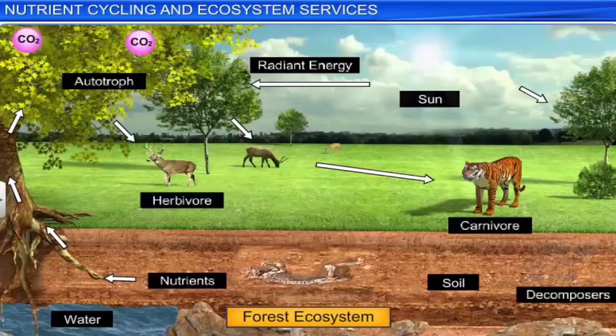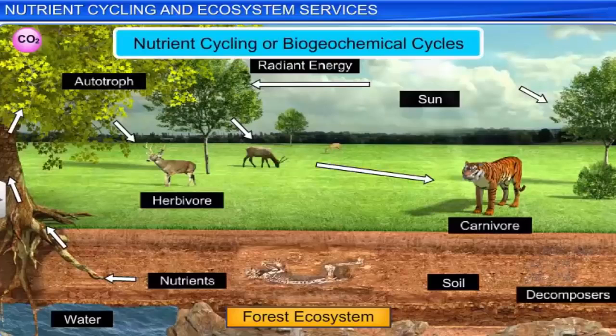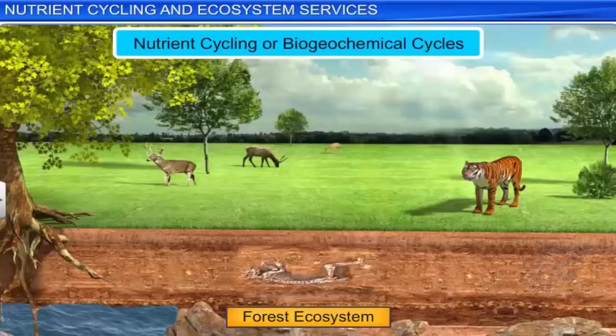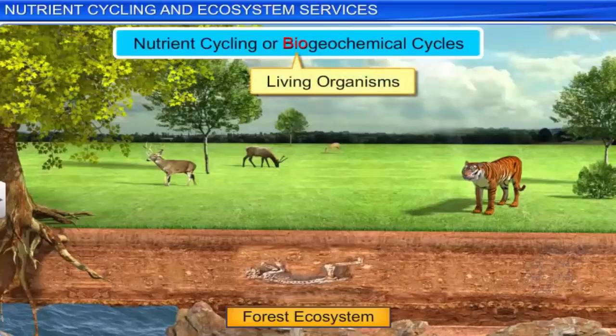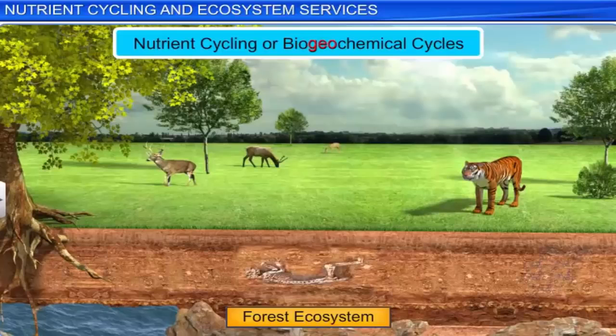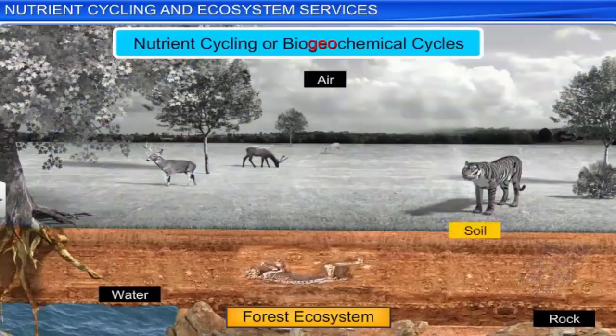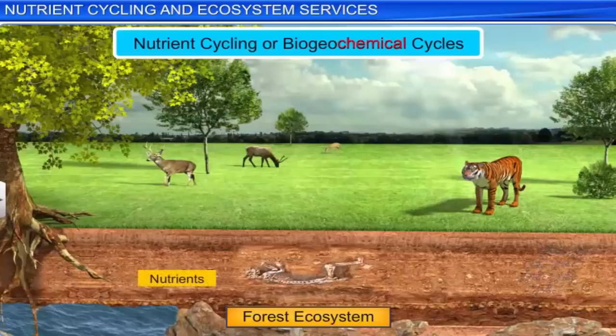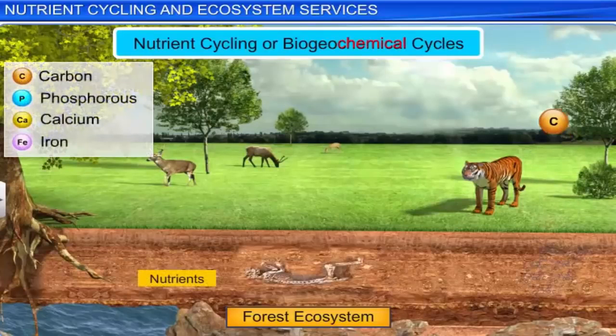This cyclic movement of nutrient elements between organisms and the environment is known as nutrient cycling or biogeochemical cycles. Here, bio refers to living organisms, geo refers to water, rocks, air and soil on the earth, and chemical refers to nutrients such as carbon, phosphorus, calcium and iron, to name a few.